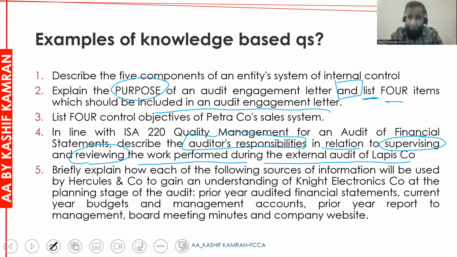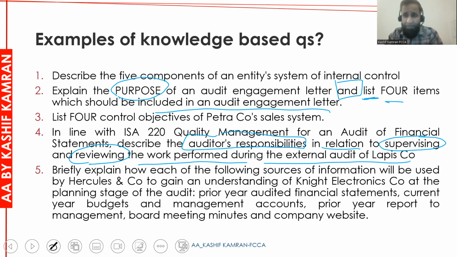Number 5, briefly explain how each of the following sources of information will be used by Hercules and company to gain an understanding of Knight Electronics at the planning stage of the audit. At the planning stage of the audit, you do take understanding of the business. So for each of the following sources, how will you use that in terms of taking knowledge? Prior year audited financial statements, how would you use that in taking the knowledge?